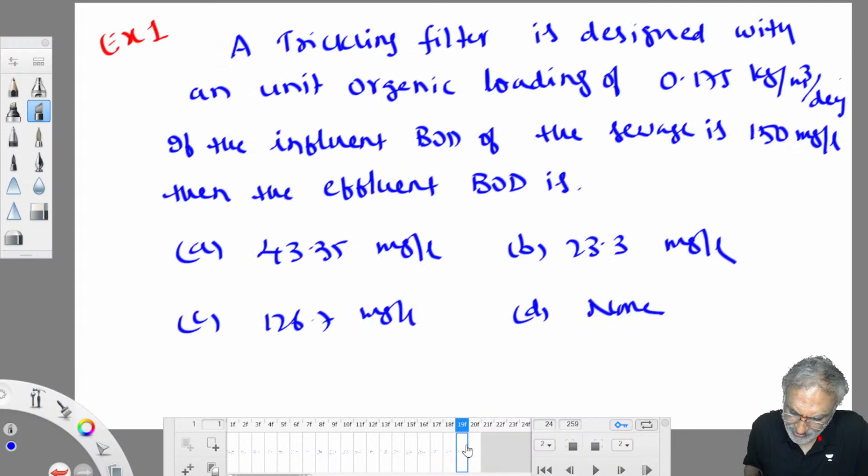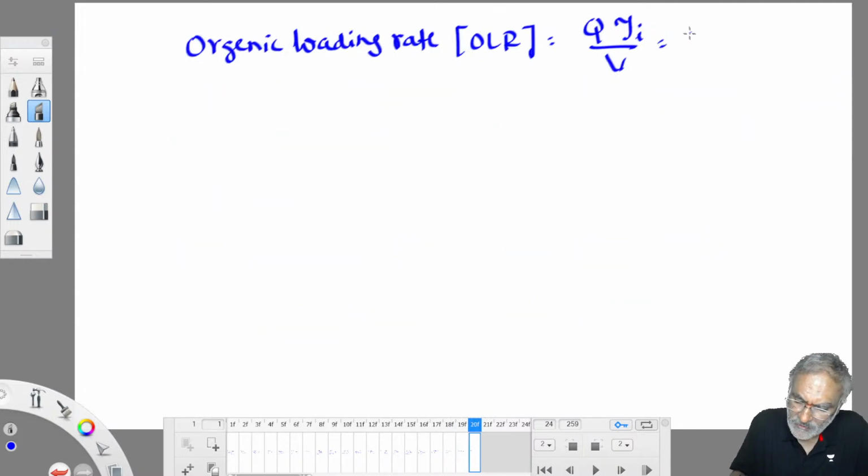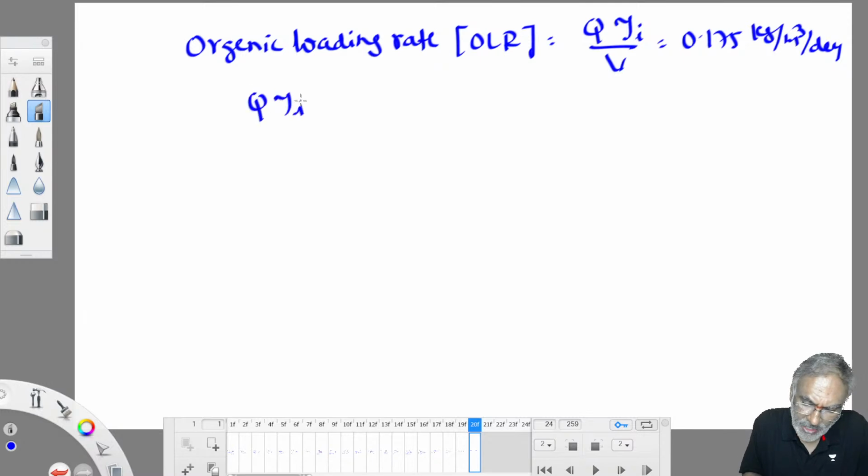This is given in which unit system? 0.175 kilogram per meter cube per day. But it should be substituted in hectometer per day. So Q into YI by V is equal to 0.175 into 10 power 4 kilogram per hectometer per day.